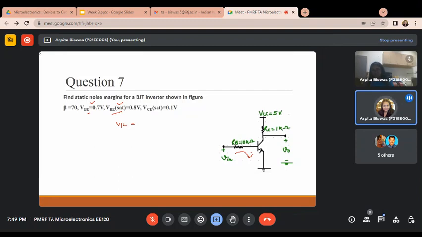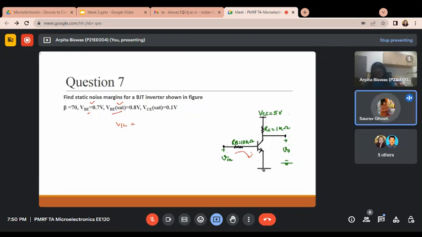Kavya, how to calculate? Yeah, madam. I have not calculated. Only I have checked the formula of VIL, based on the formula. That's why I have mentioned 0.7. VIH I have not calculated. Okay, take your time. Calculate.